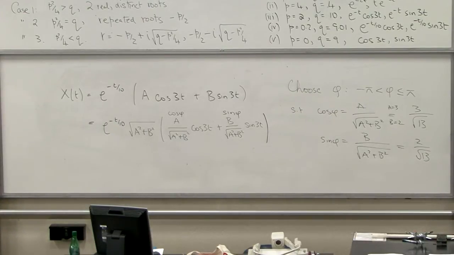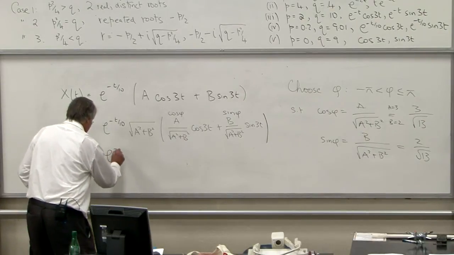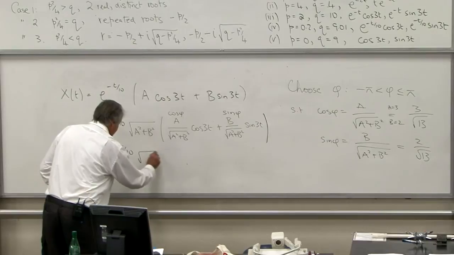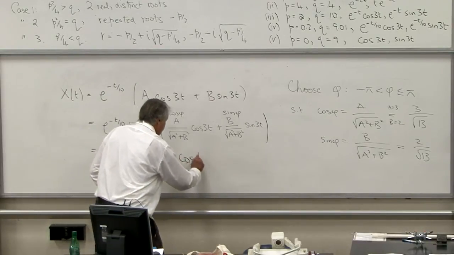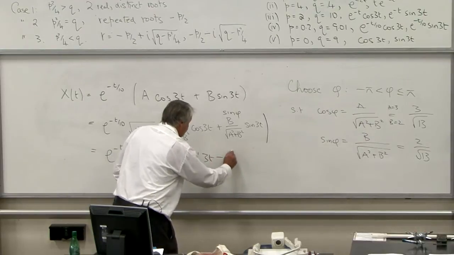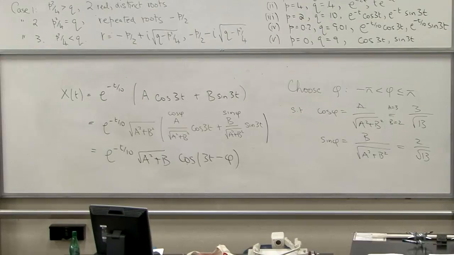What does that become? Your favorite subject, right? Trigonometry. So it's just cosine of 3t minus phi. Cosine A minus B is cosine A, cosine B, plus sine A, sine B.